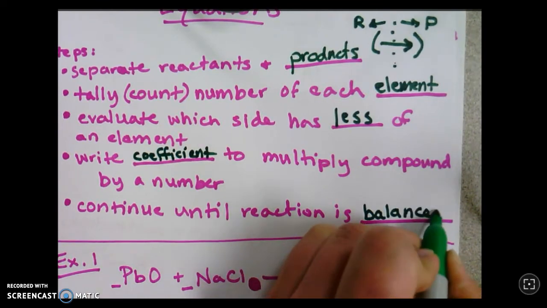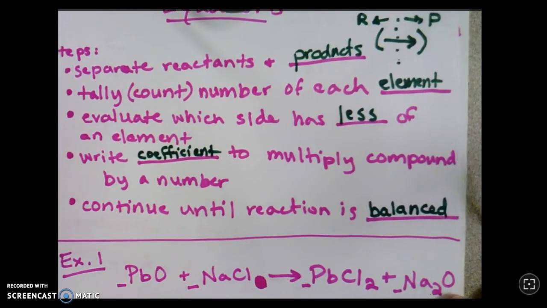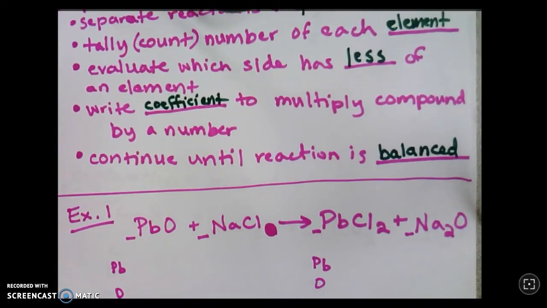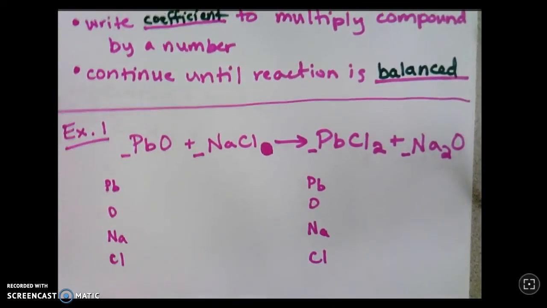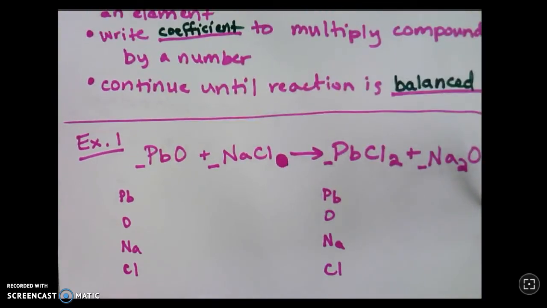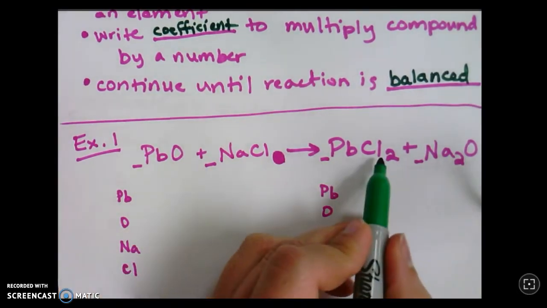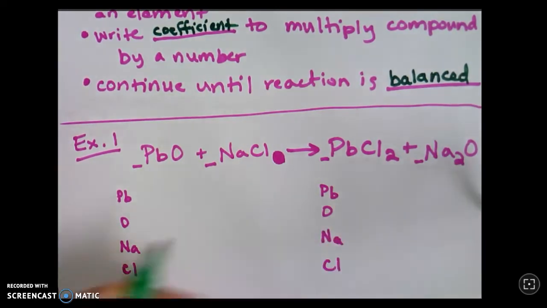It's kind of like a puzzle, it's kind of like a game in my mind, until you can get your whole reaction to be balanced. And so it might take some trial and error, and you might have to go back and fix things. Okay, so we're going to start with this reaction. And we have lead oxide, PbO, reacting with sodium chloride to produce lead chloride, PbCl2, and sodium oxide, Na2O.